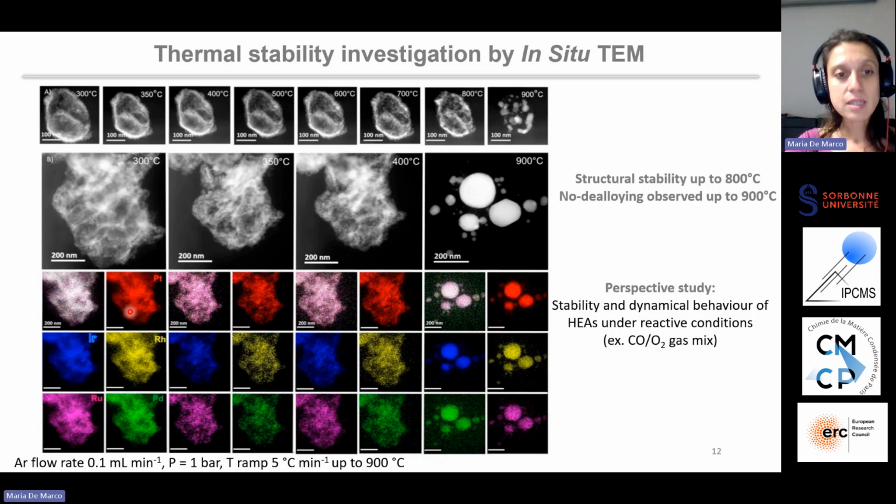Concerning the metal alloying, we can see that these five metals actually stayed homogeneously mixed within the whole structure during the whole span of the range of temperature that we investigated. Even at 900 degrees, when the porous structure is completely lost, we can still see that the five metals are homogeneously alloyed. So this study gives us an insight into the stability of this porous material composed of five noble metals. And the natural continuation of this kind of study will be, of course, to study the stability of these multimetallic porous particles under a flow of reactive gas, which is also possible with the Protochip system.